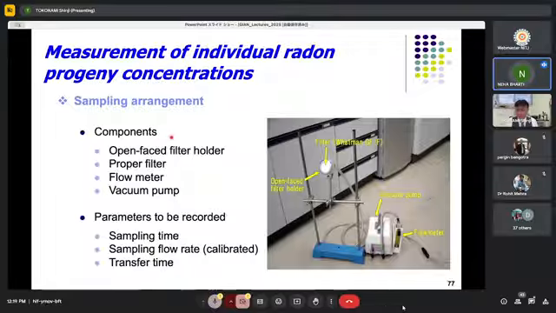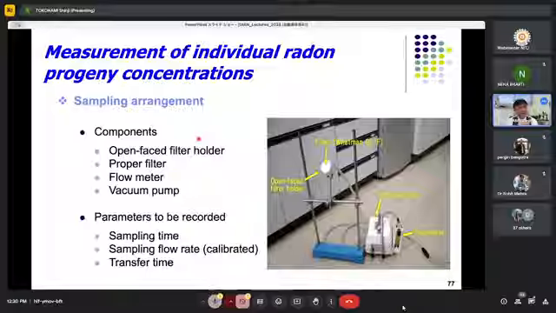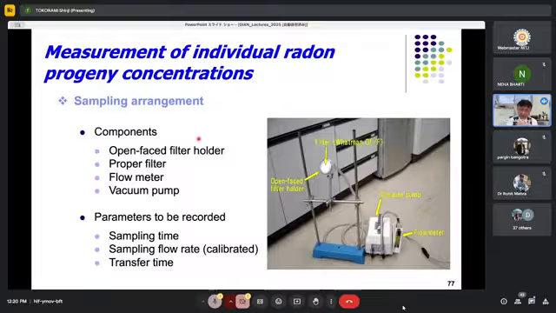What should be the typical value of the unattached fraction of radon progeny in indoor environments? Okay. Actually, in indoor environments, the typical value of the unattached fraction is around 0.05, just 5%. If the air is very clean, the unattached fraction goes up to 0.2 or 0.3. Normally, the typical value is 0.05. It's fine.